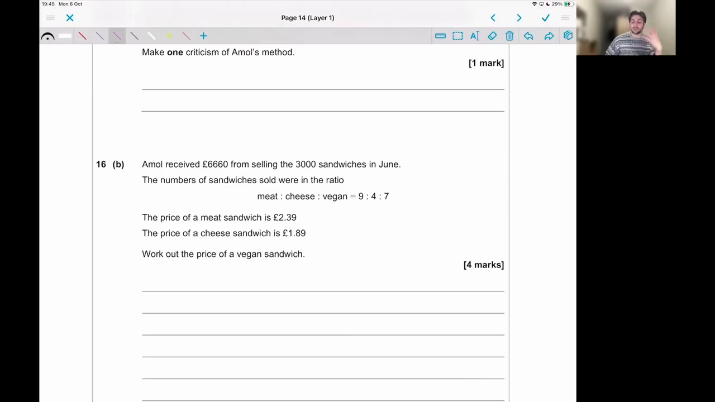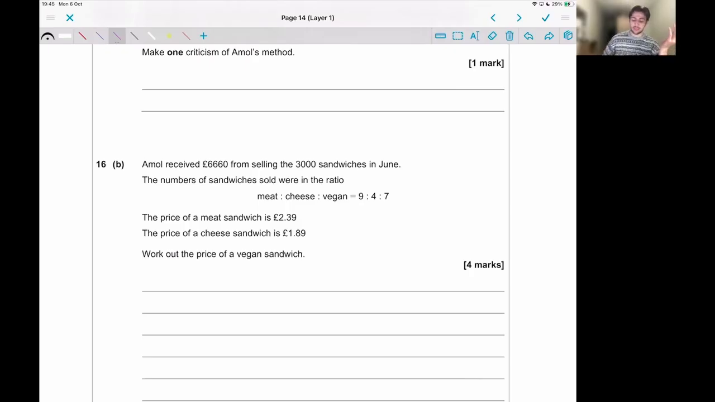So we're given the total amount of money he spent. Sorry, the total amount of money he made. We're given the total number of sandwiches he made. We're given the ratio of the 3 types of sandwiches he made. And we're told the price of 2 of the 3 types. And we want to work out the price of the third.